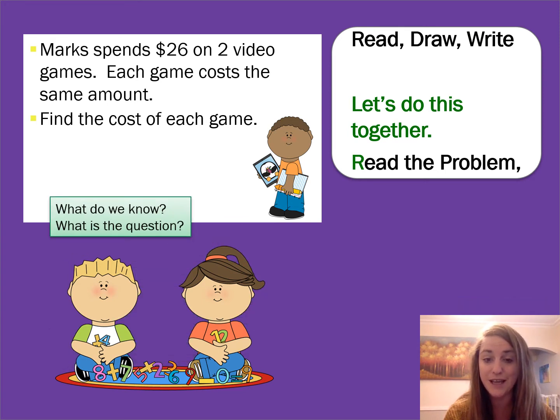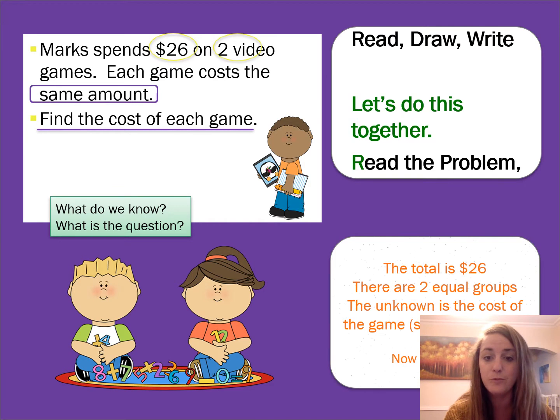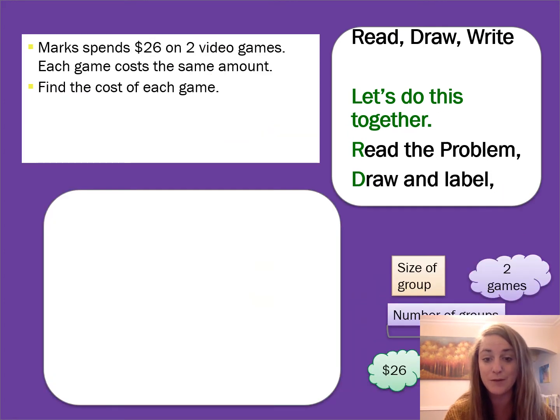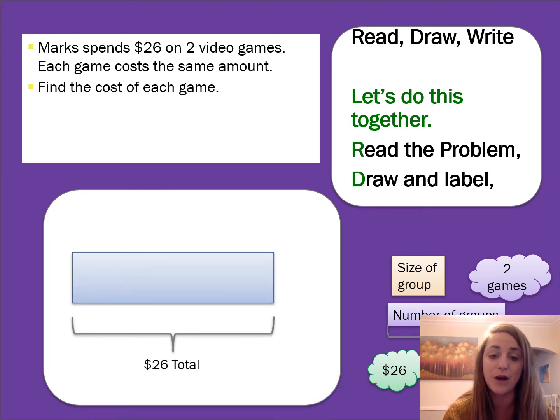Let's do this together. What do we know? What is the question? The total is 26. There are 2 equal groups. The unknown is the cost of the group, or of the game, the size of the game. Now we can draw it. Look at my tape diagram to help us start to think about this problem.